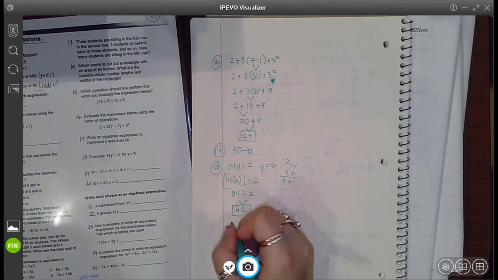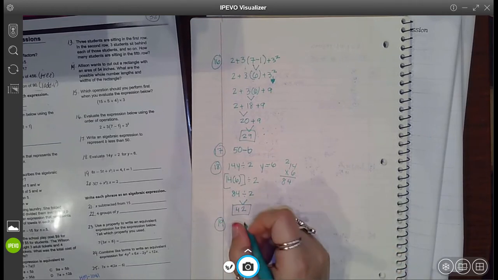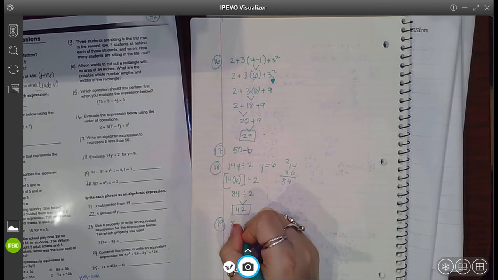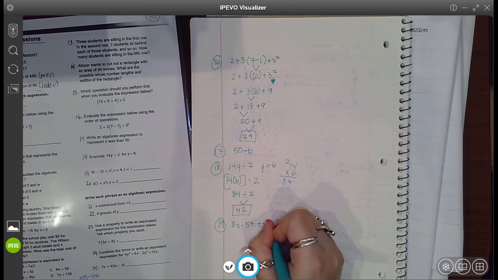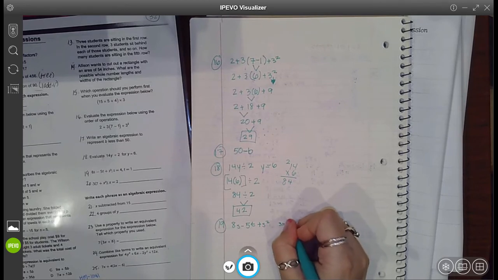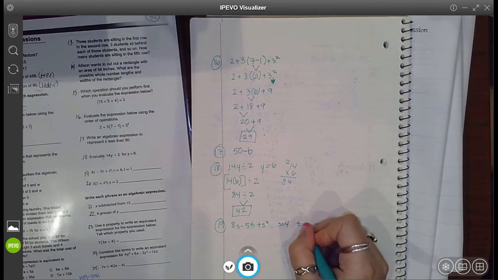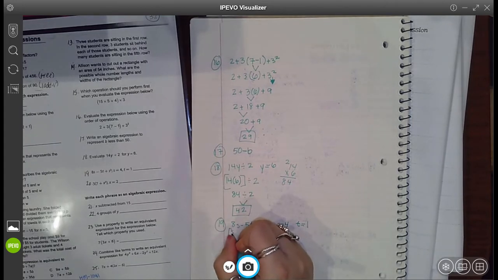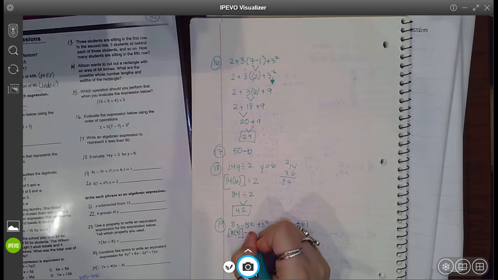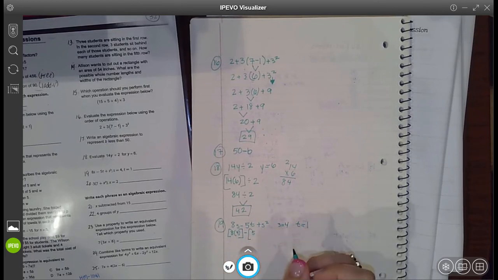Number 19, we're evaluating again. That just means solve. You're going to substitute in an S. You're going to replace it with a 4, and you're going to replace or substitute in a 1 for the T. So this term is 8 times S, which is a 4. And then this term, you have 5 times T, which is a 1.